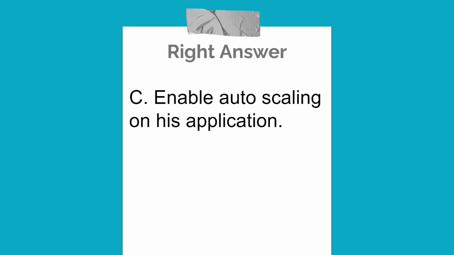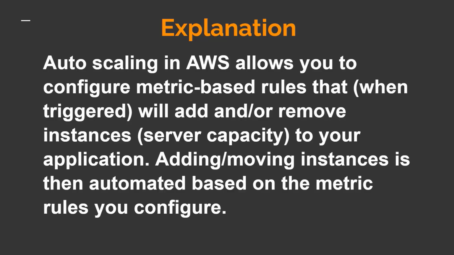Right answer is C. Enable auto-scaling on his application. Explanation. Auto-scaling in AWS allows you to configure metric-based rules that, when triggered, will add and/or remove instances, server capacity, to your application. Adding and removing instances is then automated based on the metric rules you configure.